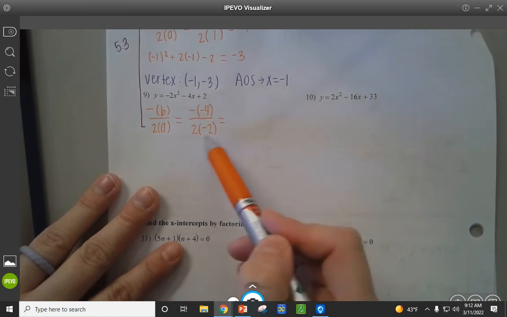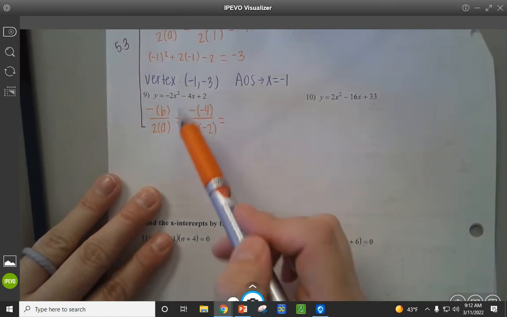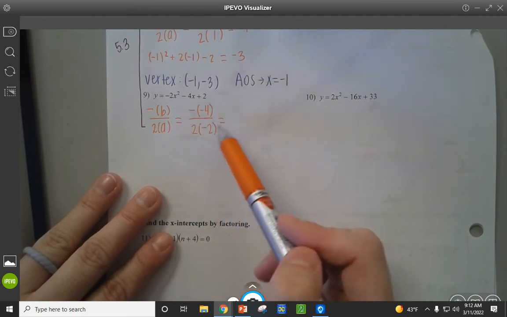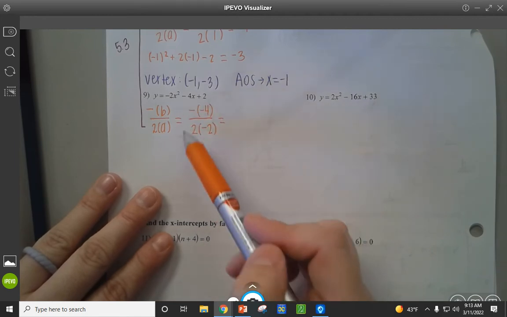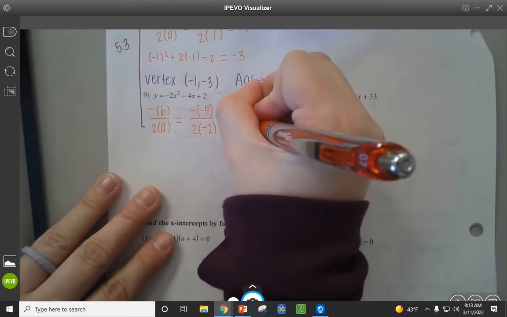So type this in on your calculator. How do you get a fraction on your calculator? Alpha y equals. And what do we get? We just so happen to get negative 1 again.